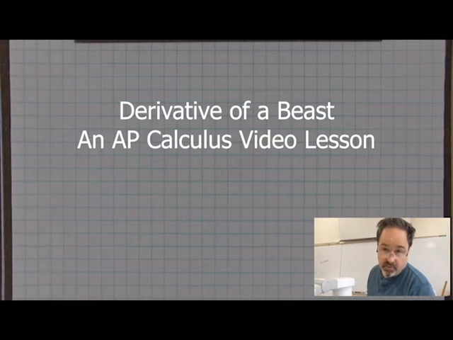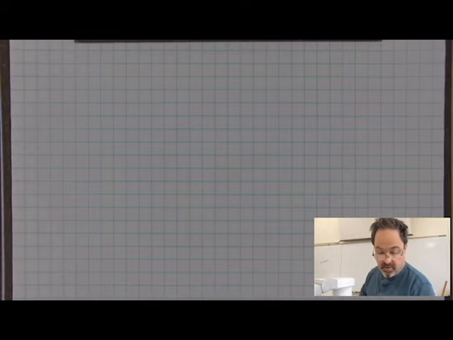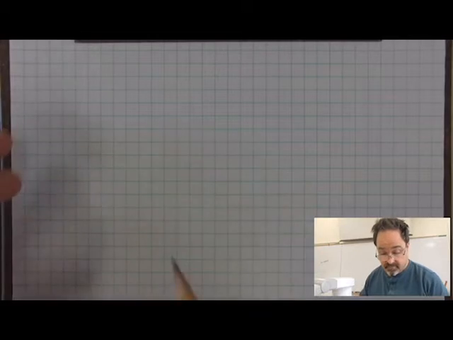VLSos here. This is a video lesson on the derivative of a beast, which means taking the derivative of a complicated expression that uses lots of properties within it. This one has taken me down before. This is my second attempt.